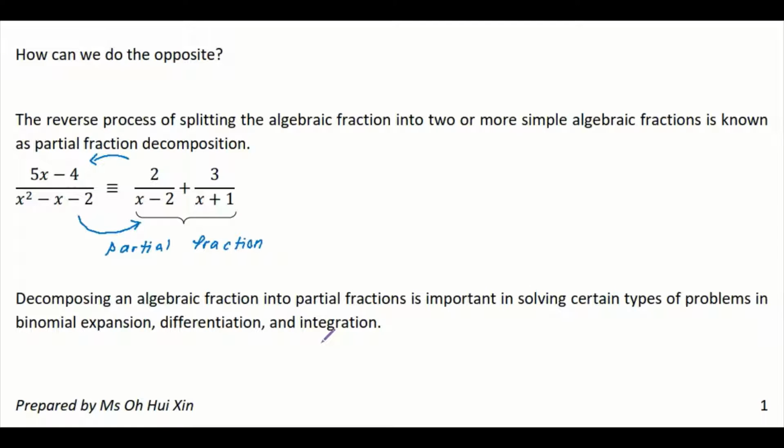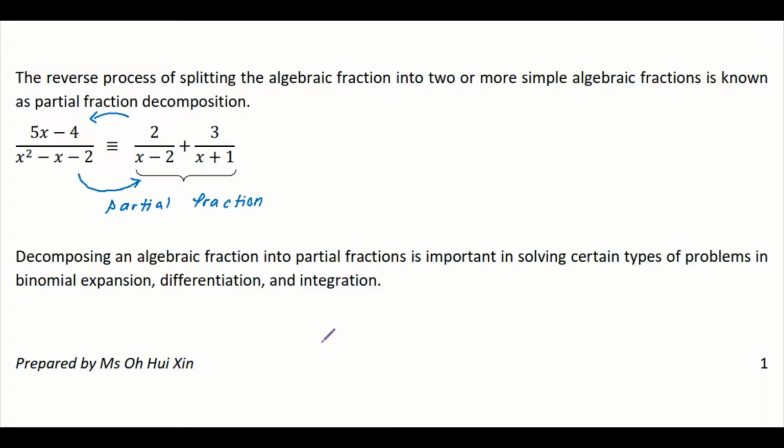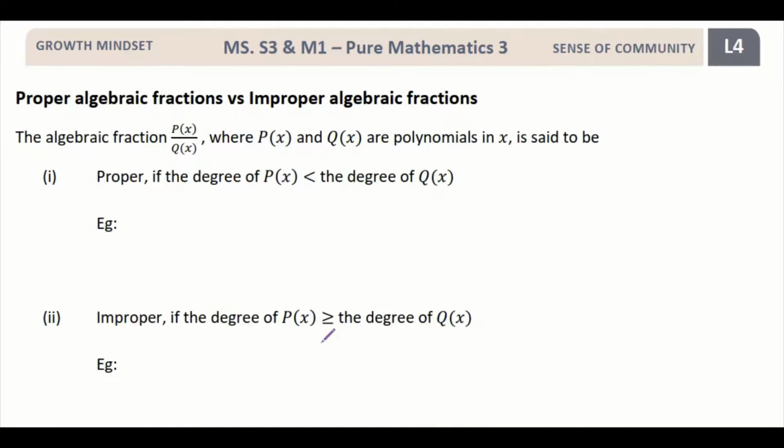Before I continue to the technique, I want to talk about something first, which is what is meant by proper and improper algebraic fractions. You know that in fractions you also have proper fractions and improper fractions, right? So if we have 1 over 4, and let's say 7 over 4, if the numerator is smaller than the denominator, this is the proper one. Anything where the numerator is bigger than the denominator is an improper fraction, which you can always change into a mixed number.